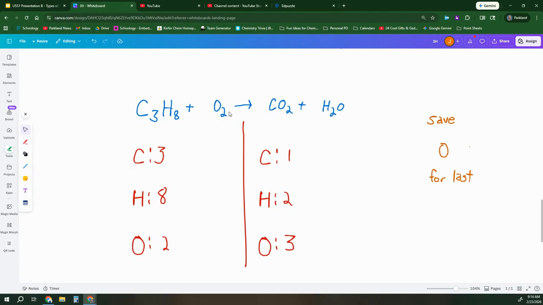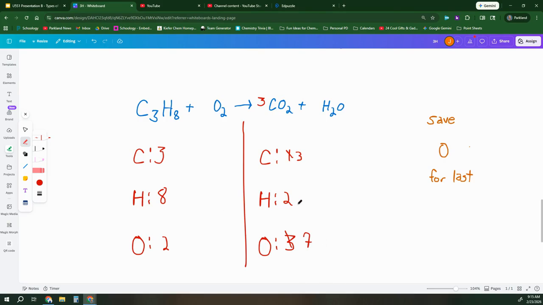So if I head back over to my problem, I'm going to do carbon first. I need 3 carbons on the product side to balance, so I'll put a 3 in front of my CO2. 3 times 1 carbon is 3 carbons. It does change the oxygens, though. 3 times 2 gives me 6 oxygens, and from this molecule, 1 times 1 is just 1. So in total, 6 and 1 gives us 7 total oxygens.